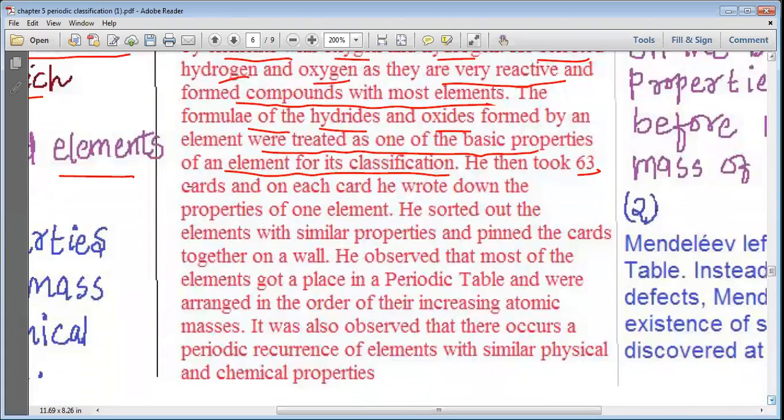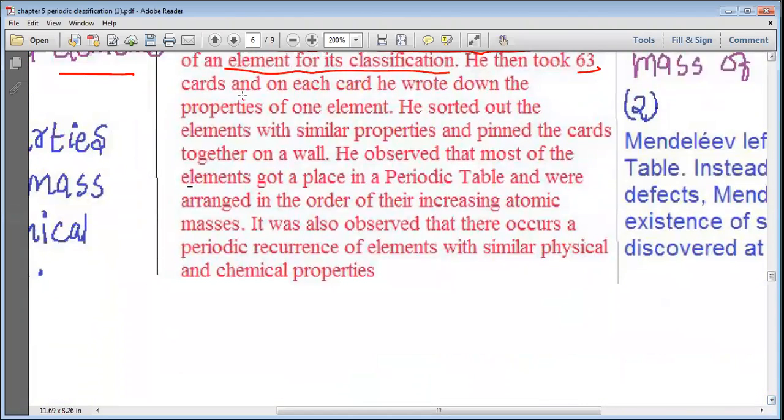He took 63 different cards, and on each card he wrote down the properties of one element. So on all the 63 cards, the properties of different elements were written. He sorted out the elements with similar properties and pinned the cards together on the wall. Means he searched which elements have similar properties, and then he pinned them with each other, and those which did not have similar properties, he pinned away from each other.